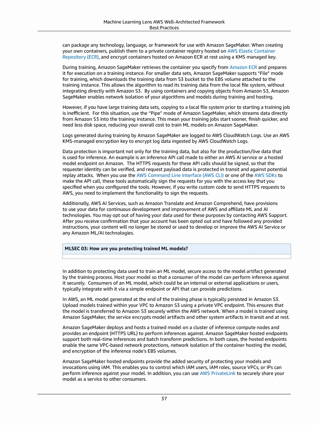Amazon SageMaker hosted endpoints support both real-time inferences and batch transform predictions. In both cases, the hosted endpoints enable the same VPC-based network protections, network isolation of the container hosting the model, and encryption of the inference node's EBS volumes. Amazon SageMaker hosted endpoints provide the added security of protecting your models and invocations using IAM. This enables you to control which IAM users, IAM roles, source VPCs, or IPs can perform inference against your model. In addition, you can use AWS PrivateLink to securely share your model as a service to other consumers.